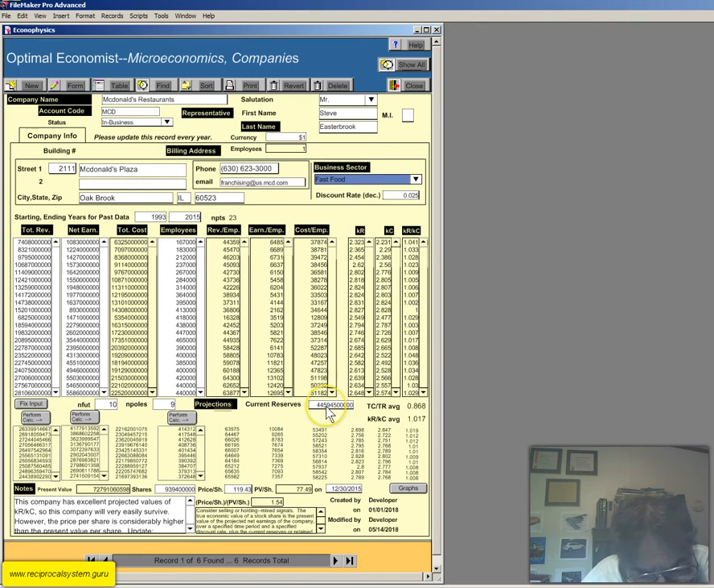And here's the current reserves right here, as of the time that I did this. I did this originally in 2018. And this gives the projected KR, KC and KR2KC right here. We get the present value from the future. This is the present value.